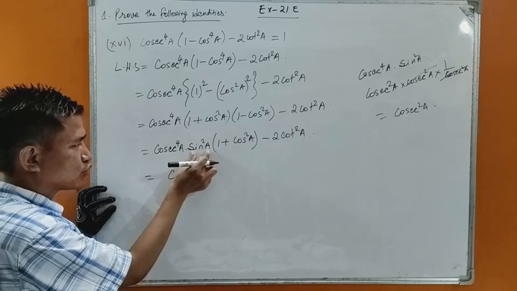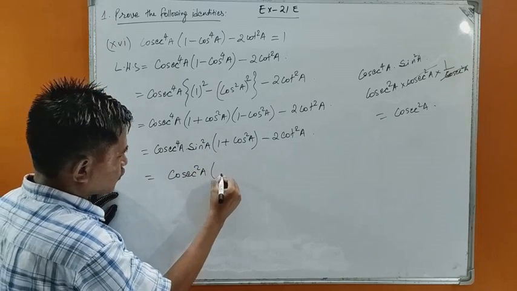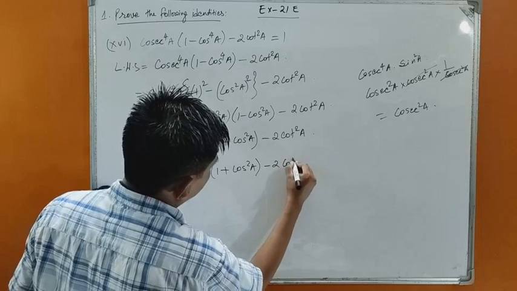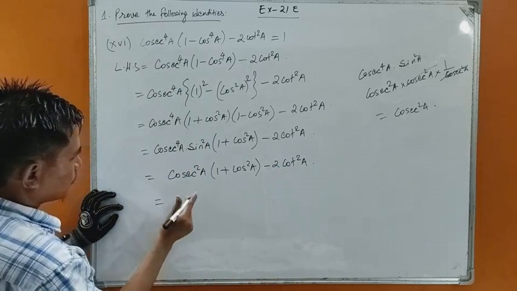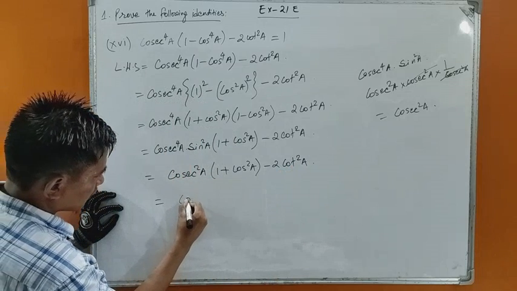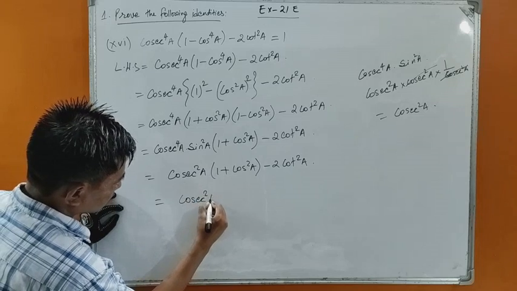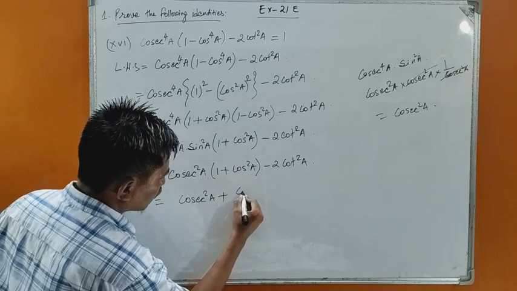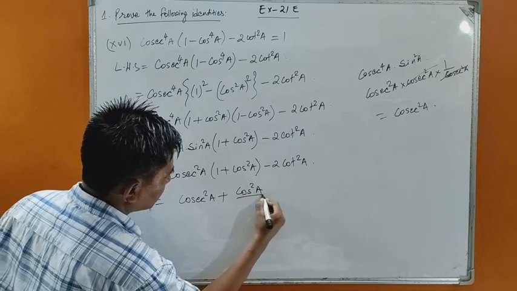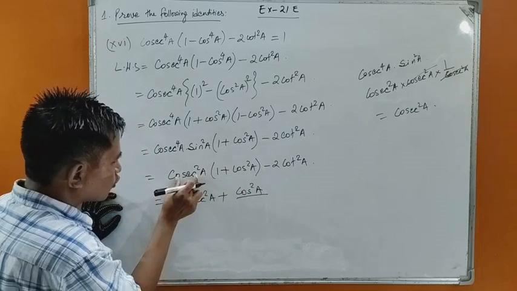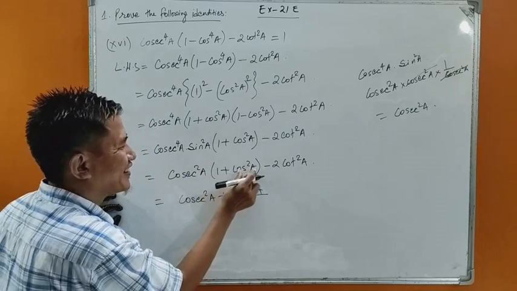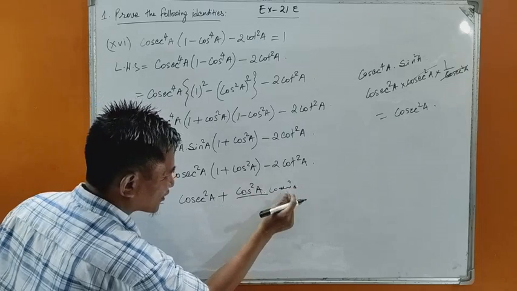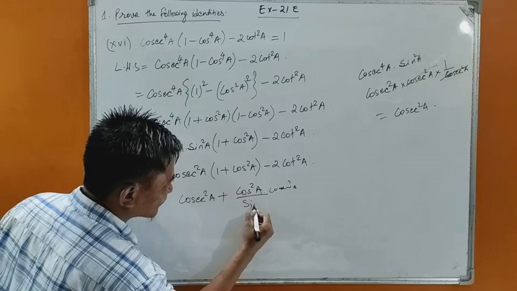Cosec to the power 4A into sin square A is cosec square A into 1 plus cos square A minus 2 cot square A. Okay. So cosec square A into 1 is cosec square A, plus cosec square A into cos square A means cos square A into cosec square A, isn't it? This cosec square A goes to the denominator and becomes sin square A.